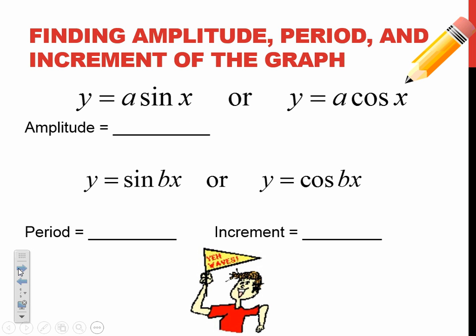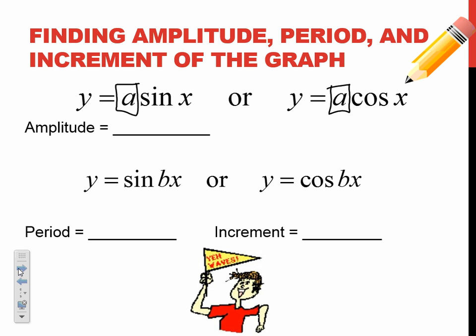So please write this part in your notes. This is the key to it all, okay? So y equals a sine of x, or y equals a cosine of x. Depending on if you're graphing a sine or a cosine, that is the way the equation might look. Now there's an a in front. This number in front of the sine or the cosine is the thing that's going to tell me the amplitude.